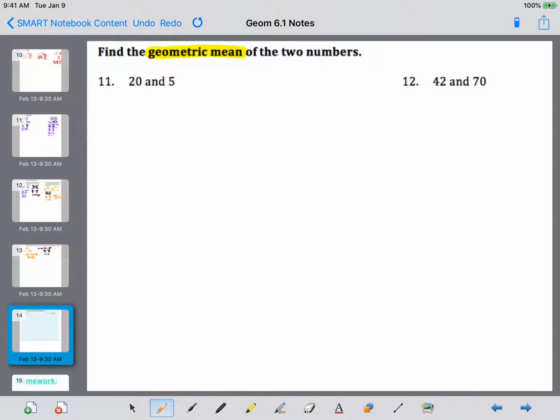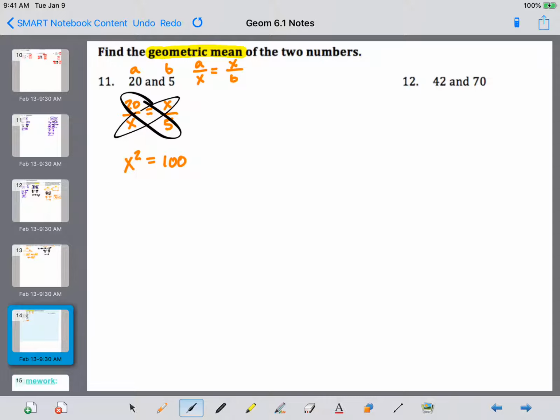But we know a geometric mean is some number over x equals x over another number. All right, the two numbers are just what's given, so this is what we're going to plug in for a and b. So the geometric mean of these two numbers is whatever x value makes 20 over x equal x over 5. So we'll still cross multiply like usual, but now notice when we cross multiply here, x times x gives us x squared. 20 times 5 gives us 100.